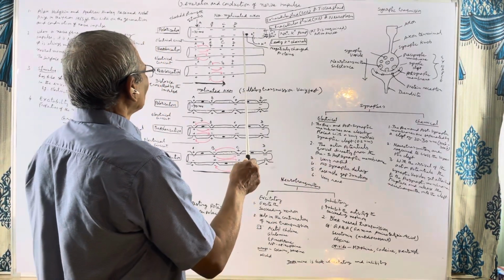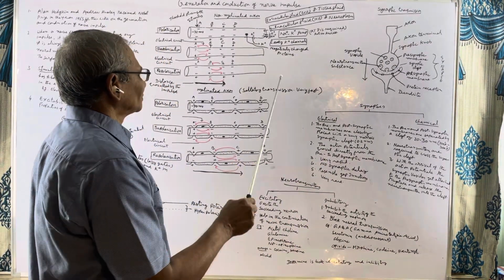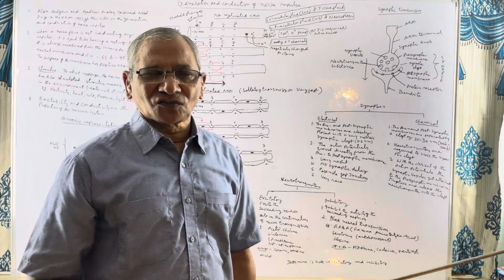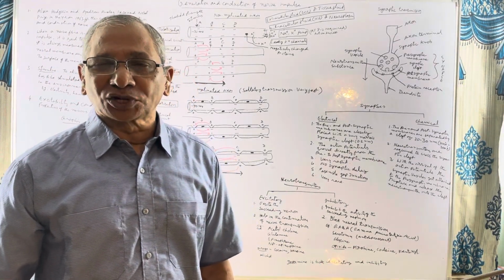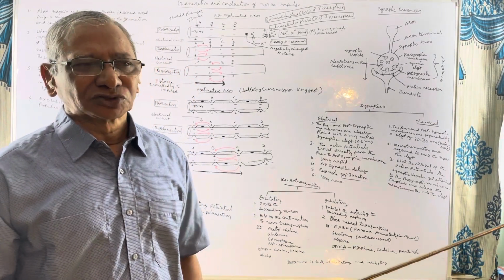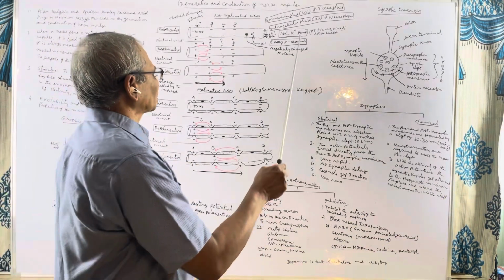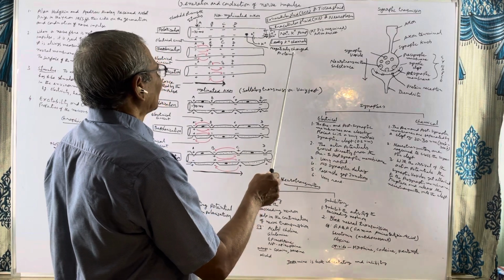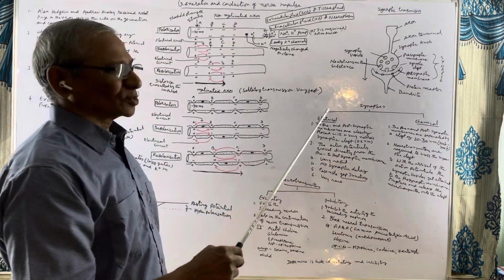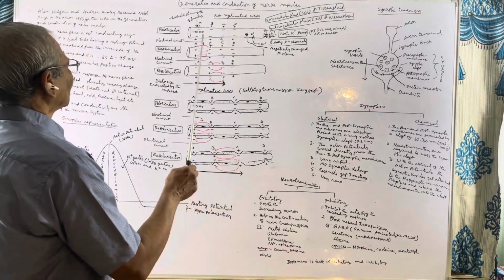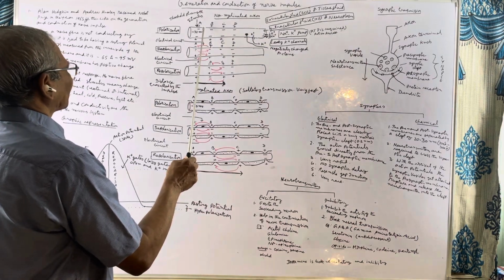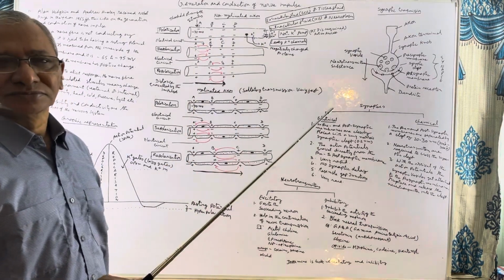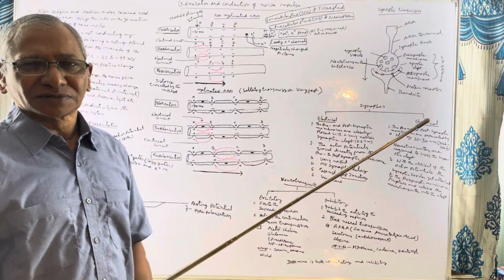Then, in the axoplasm, there are a large number of negatively charged proteins. So all these factors, the sodium-potassium pump, leaky potassium channels, and the presence of negatively charged proteins, contribute to the negativity inside the membrane. That is the state of resting potential.